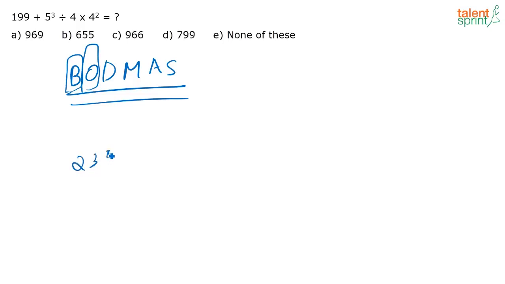Sometimes they say "of", right, like 23 of 35. So if you have this term, first solve what is given in the brackets, followed by this, then you have division, multiplication, addition and subtraction. So this is the order of precedence that you have to follow. Now look at this question that is given here.